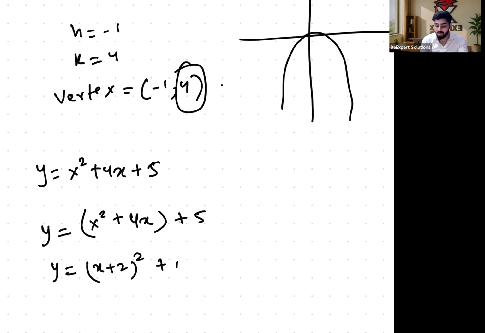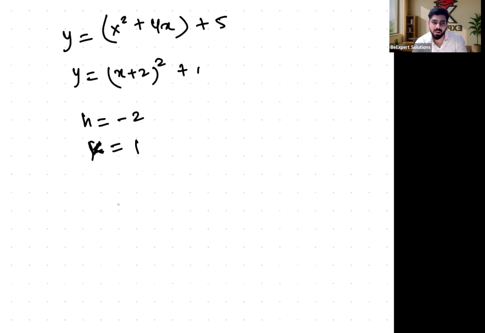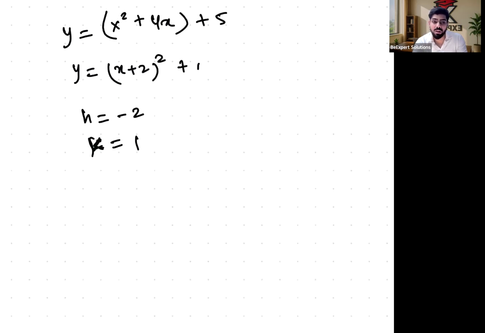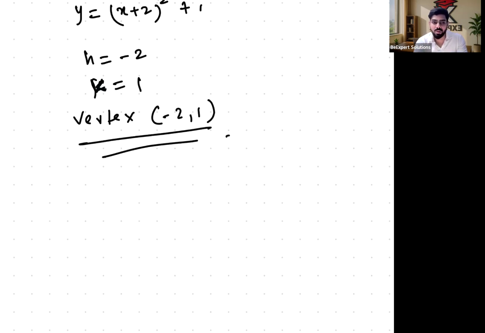You can say h is minus 2 and k is 1. And why h is minus 2, I told you in the previous question also. That's the logic by which I get h as minus 2, and k is obviously 1 here. Now the vertex will become what? Vertex will become (-2, 1). That is my vertex. That's how easy it is. Since a is positive here, it will give you the minimum point. It will give you the minimum point.